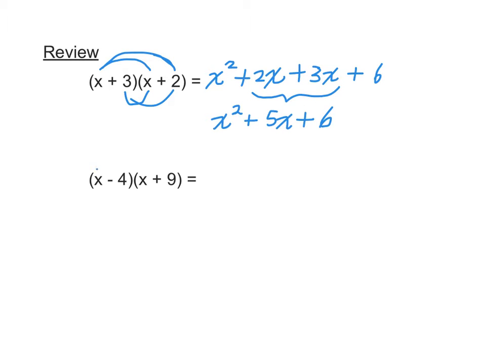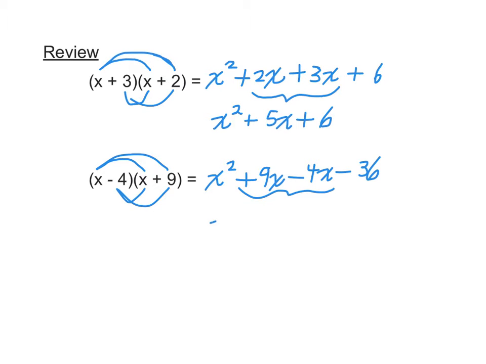In the next one, same thing. First is x squared. Outside is 9x. Inside is negative 4x. And last is negative 36. We combine like terms to get x squared plus 5x minus 36.